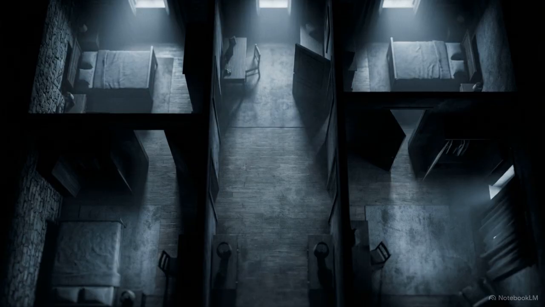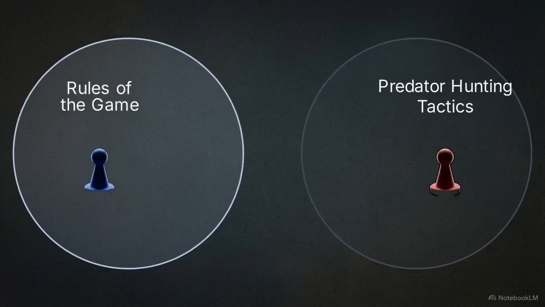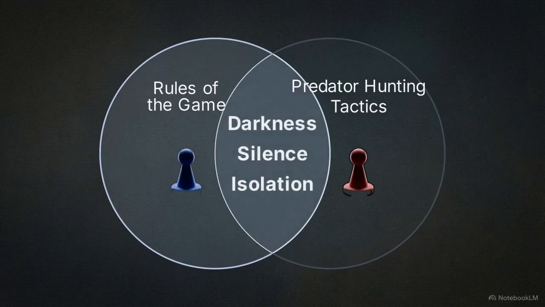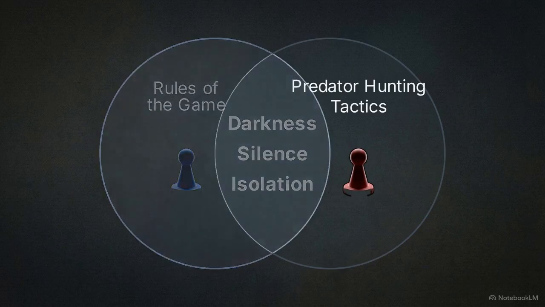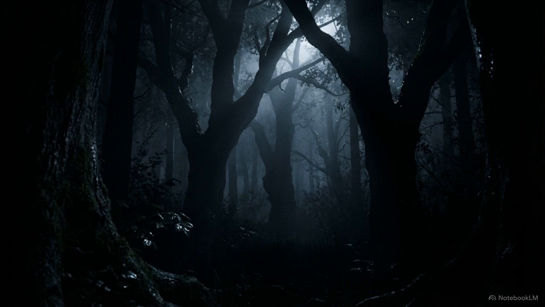But look at the mechanics required to make the game work. To play, you need darkness, absolute silence, and blind spots. This diagram shows that these are the exact environmental conditions a predator needs to navigate a space undetected. When an uninvited outsider enters that environment, the social contract collapses. The simulation is gone, leaving only the reality of a survival scenario.